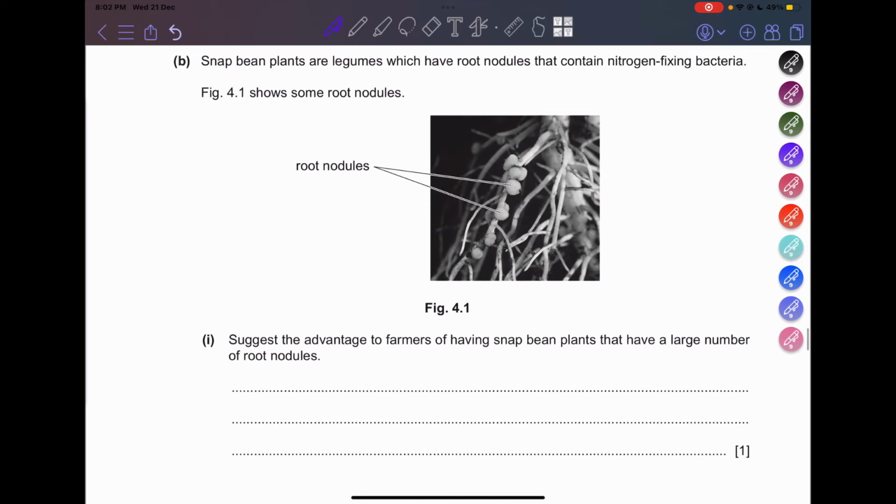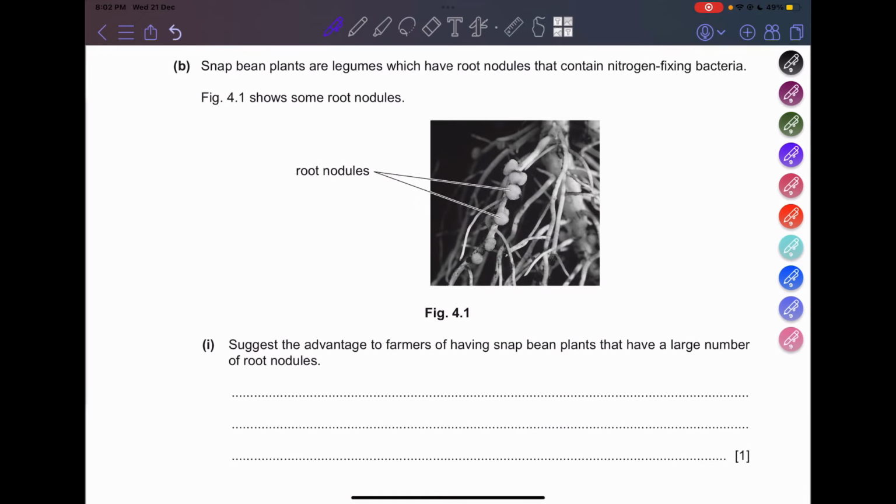It's just the advantage to farmers of having snap bean plants that have a large number of root nodules.